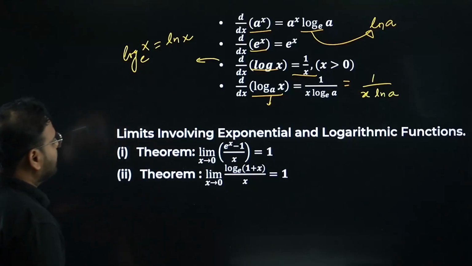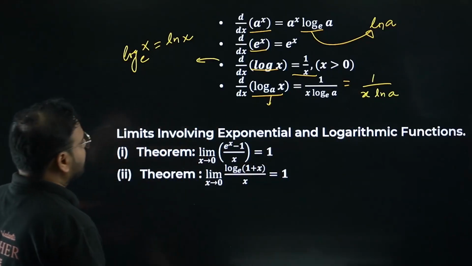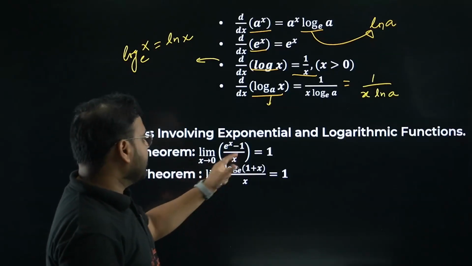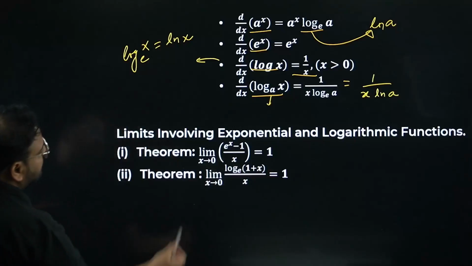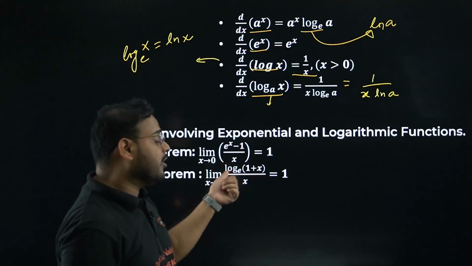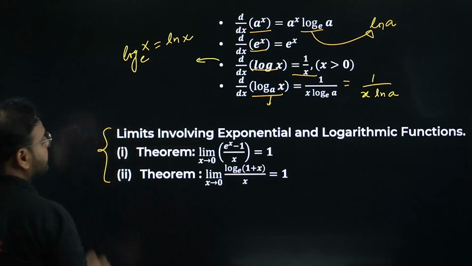Okay, some more limits involving exponential and logarithmic functions, very important, please check. Limit of e power x minus 1 upon x when x tends to 0 is equal to 1. Another theorem is limit, and they are very useful in questions, that's why I've taken them over here. Limit, again, natural log of 1 plus x upon x is equal to 1. So these are the two formulas that you can remember.